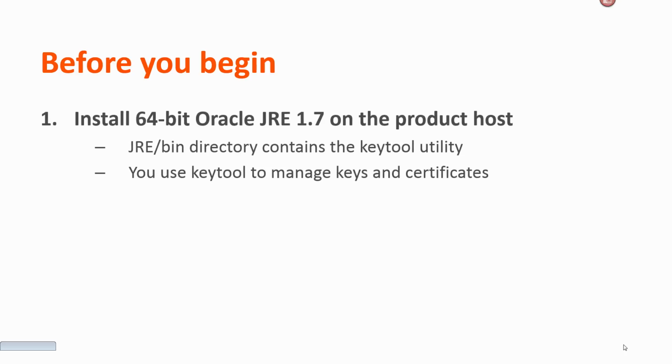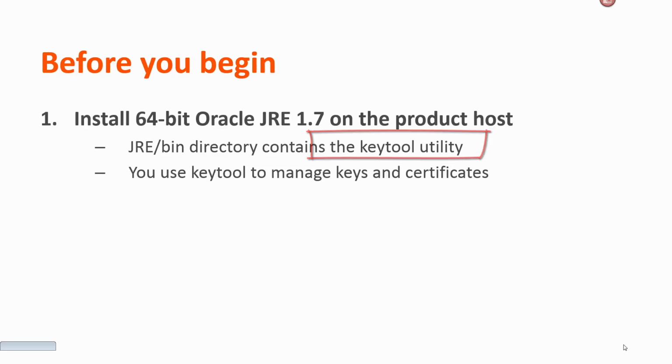Here are some important prerequisites before you begin. Download and install the 64-bit 1.7 Oracle JRE on your product host. Remember, we're doing all of this for the self-check monitor. The JRE contains a utility called the keytool. You use it to manage keys and certificates.